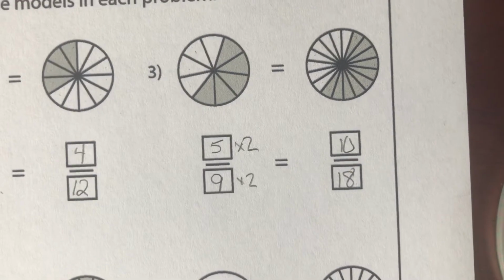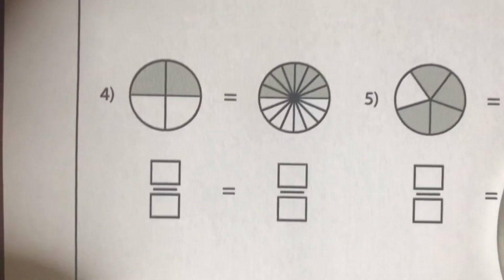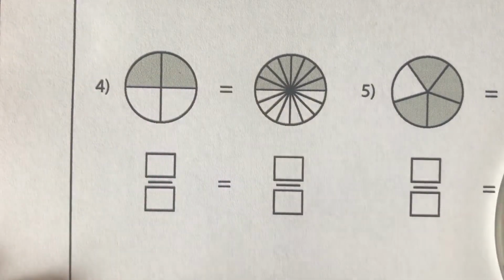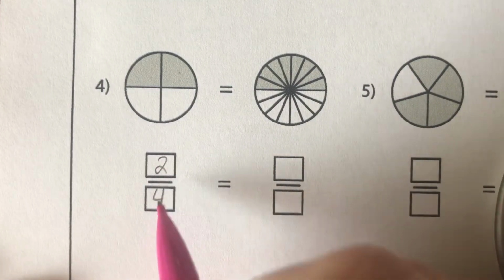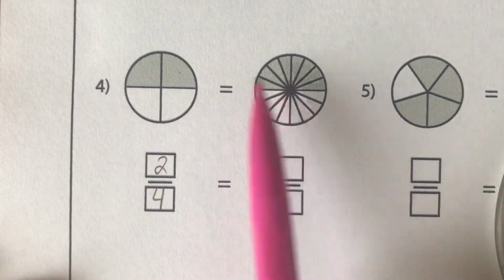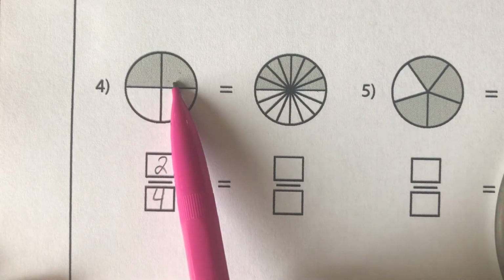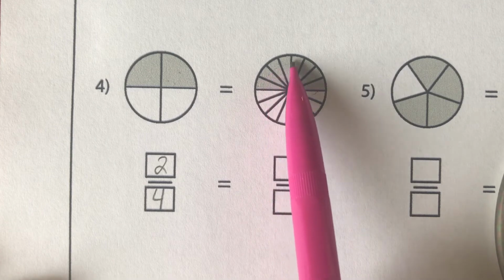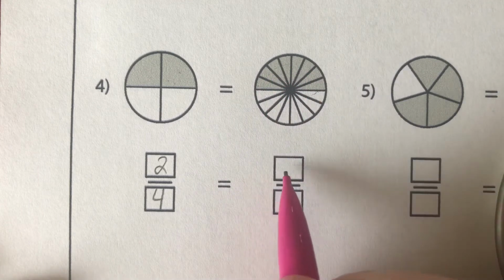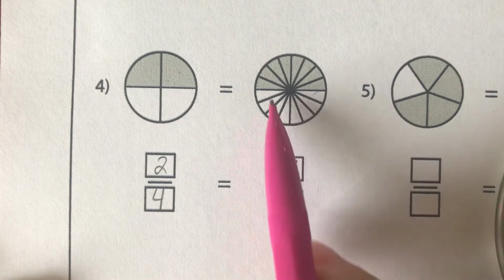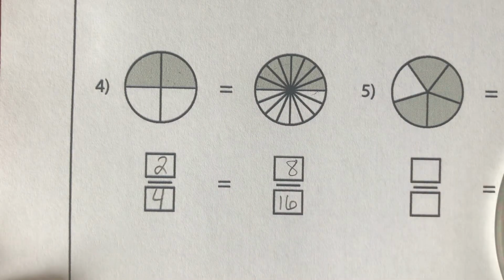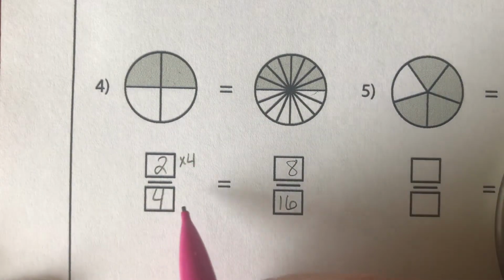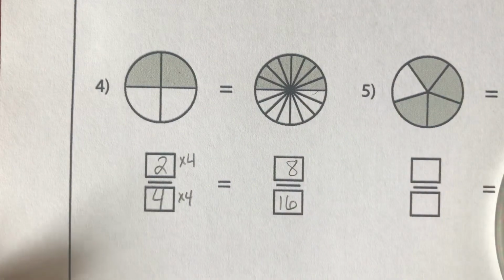Okay. Again, pause. Try 4. 2 parts shaded out of a total of 4. Over here, well, we can see this one pretty easily. We've got half of the circle shaded. Over here is also half, but now we have 1, 2, 3, 4, 5, 6, 7, 8, so that is 8 out of 16. 2 times 4 is 8. 4 times 4 is 16.